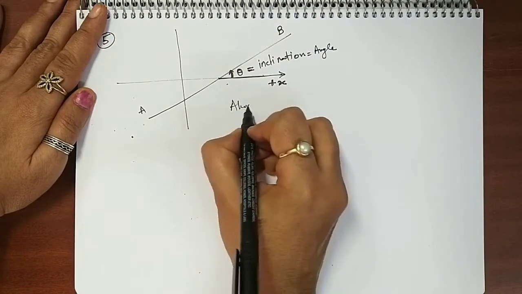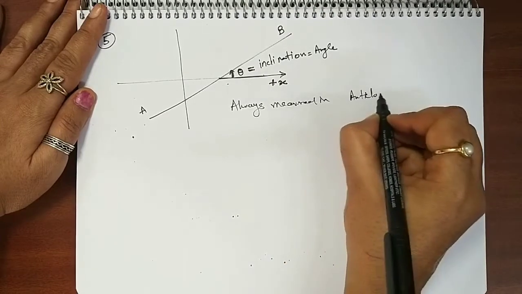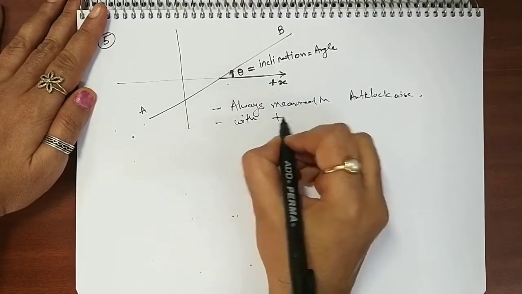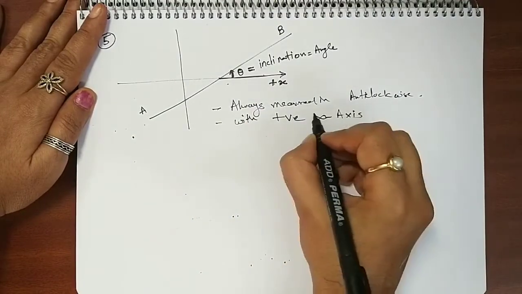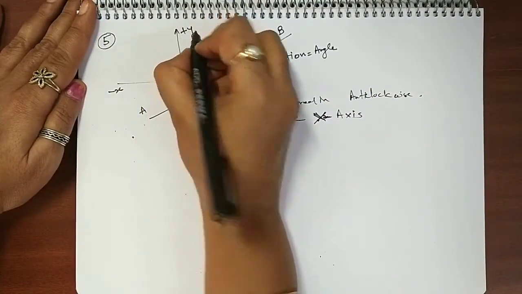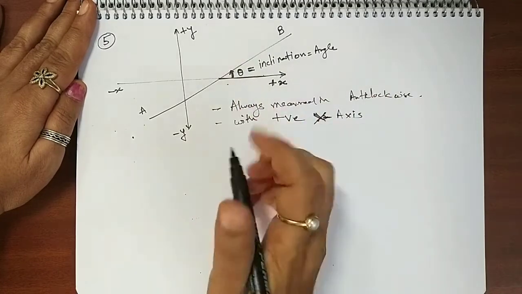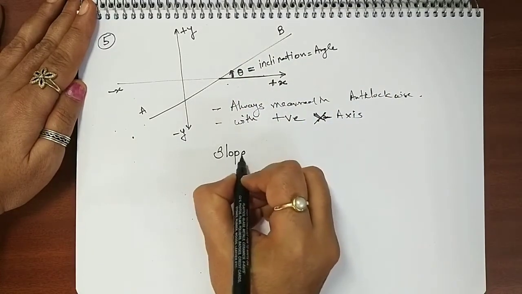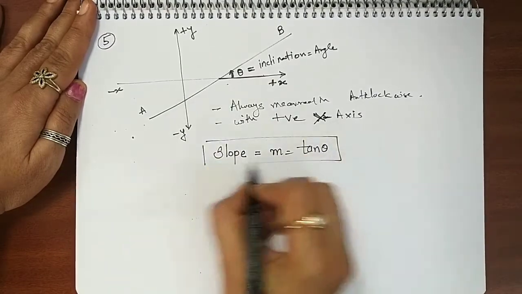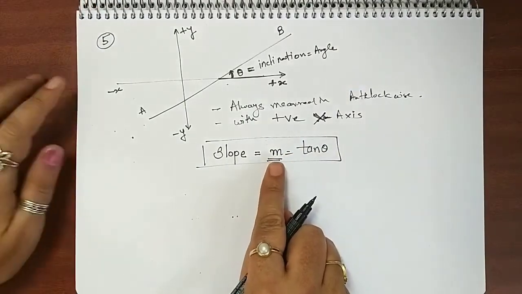Always measured in, remember, always measured in anti-clockwise direction and with positive x-axis. We never take it with negative x-axis. This side is positive, this side is negative x. This side is plus y and this side is minus y. So this is called inclination angle. In maths, the slope of the line is defined as tan of this angle. Okay, and the symbol of slope is m. So this is very key point for this chapter, the slope of line.